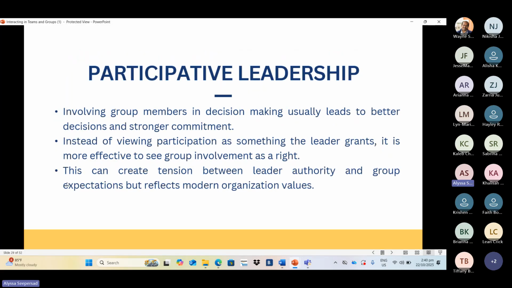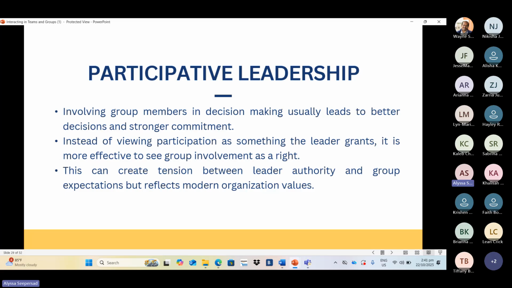So, moving on to participative leadership. Involving group members in decision making usually leads to better decisions and stronger commitment. Instead of viewing participation as something the leader grants, it is more effective to see group involvement as a right. This can create a tension between leader authority and group expectations, but it reflects modern organization values.